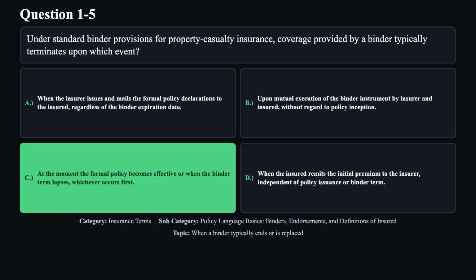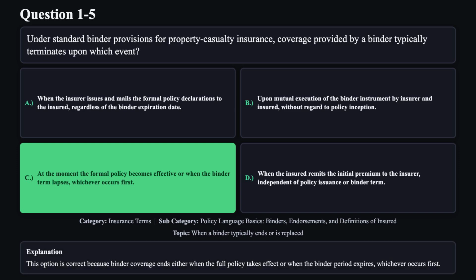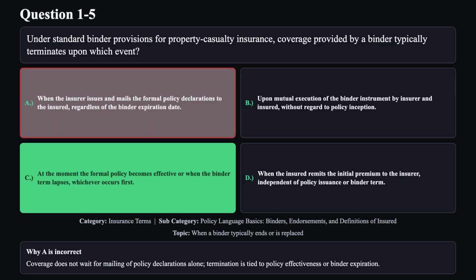The correct answer is C. This option is correct because binder coverage ends either when the full policy takes effect or when the binder period expires, whichever occurs first. Reason A is not correct. Coverage does not wait for mailing of policy declarations alone. Termination is tied to policy effectiveness or binder expiration.